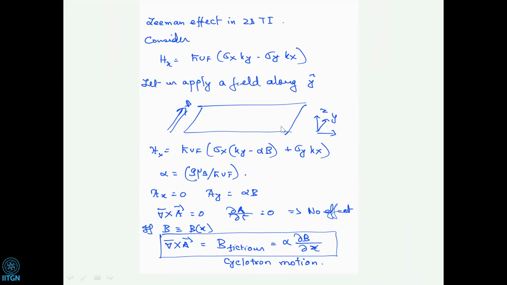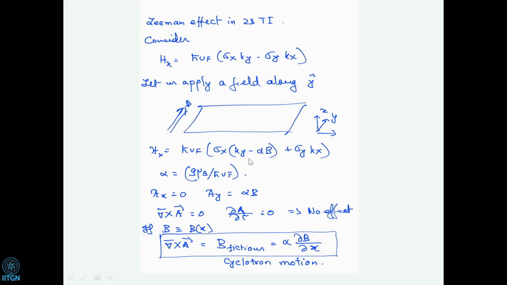So I have here applied a magnetic field along X actually, not along Y, sorry. So what it means is that my ky gets shifted by alpha times B. So I apply a magnetic field along X, which means that it couples to sigma x linearly, which means that this Zeeman term essentially acts as a shift in ky. But then you see my Hamiltonian really doesn't change.